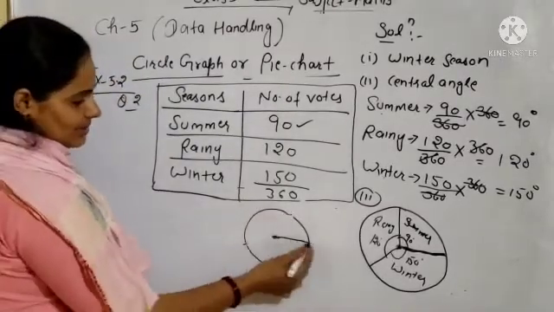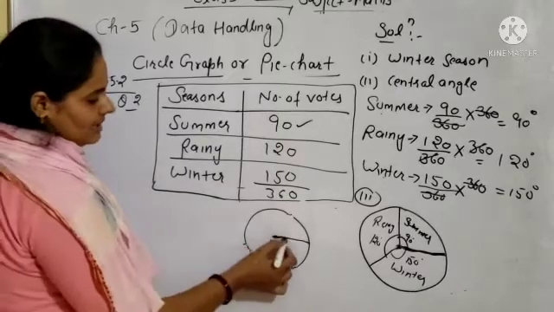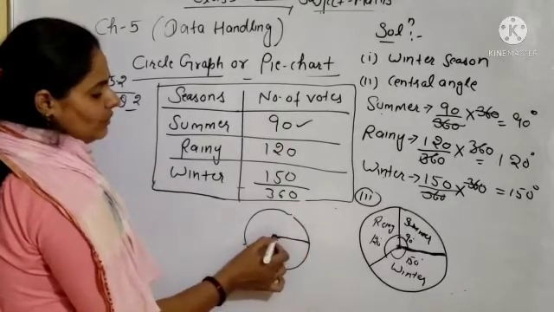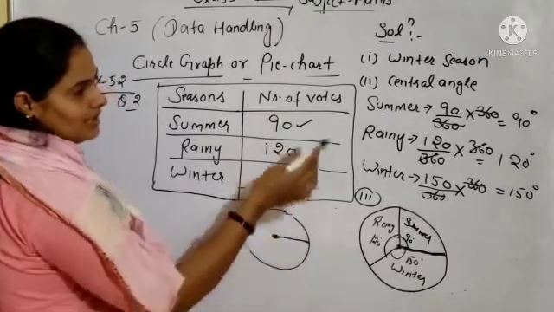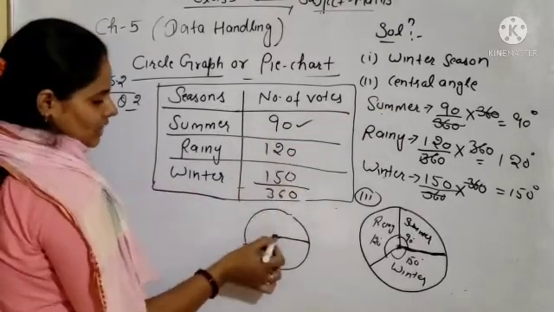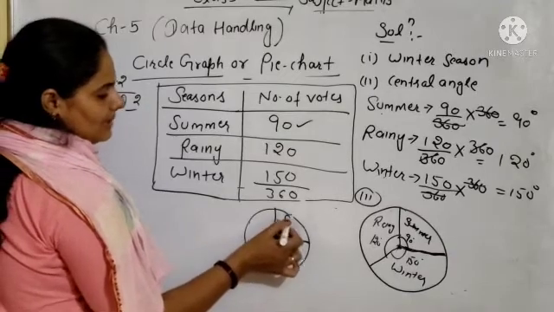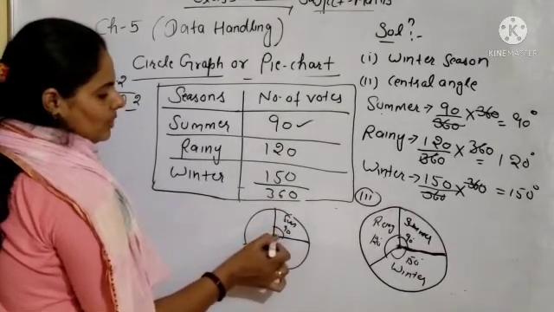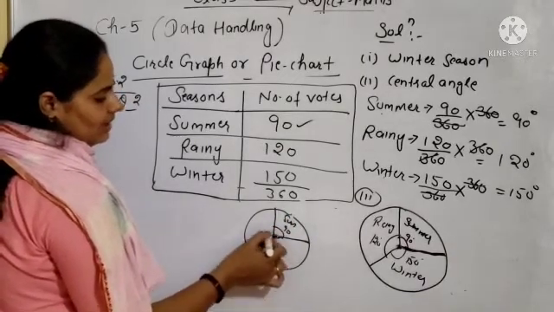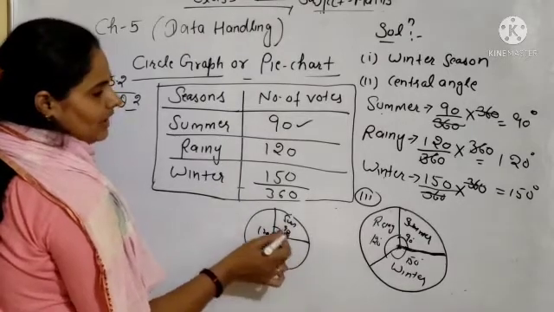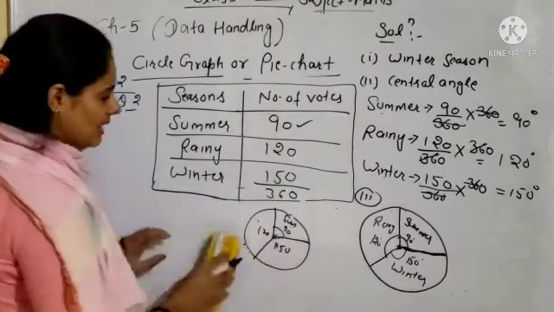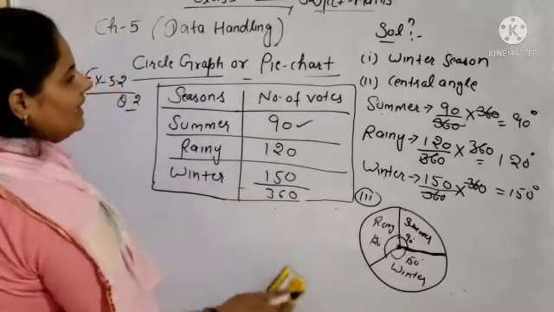For example, first you have drawn one radius, this one. From this point you will draw all the angles. For summer, 90: from this point if you draw a 90 degree angle, it will be like that. From this point you will draw the 120 degree angle, and then 150. Rainy season and winter season. Like that you draw the pie chart in the third part.